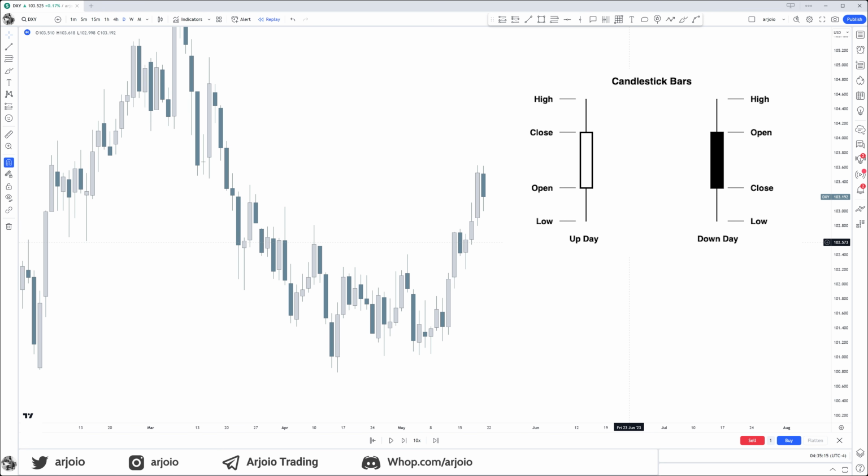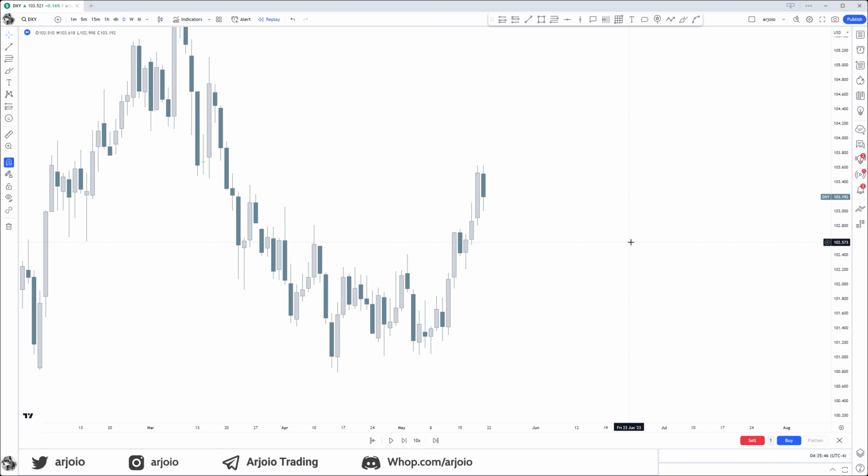OHLC is open, high, low, close. It refers to a candle on how it opens, makes a high, makes a low, and then closes. Same for OLHC, open, low, high, close. That would of course be a bullish candle, and open, high, low, close would be a bearish candle. So that is what it stands for.